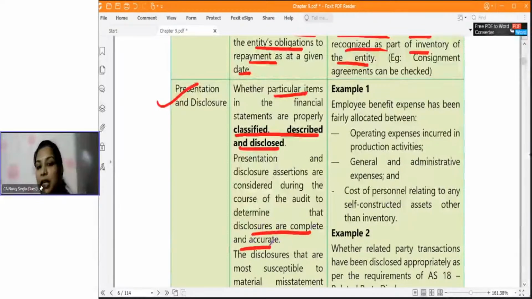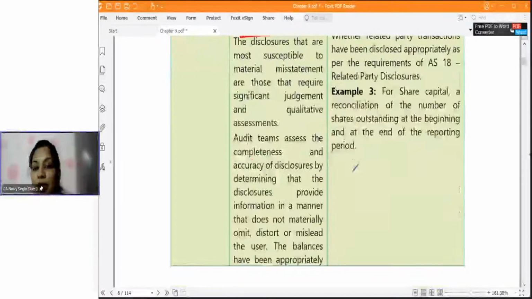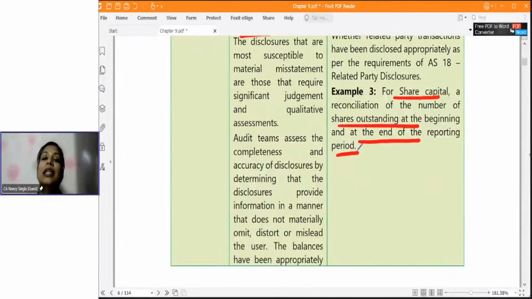The disclosures are complete and accurate. For example, so here let's have a look at third example. Share capital. When we will be verifying the first item of the financial statement in this chapter, that is share capital, you will see that a reconciliation of the number of shares outstanding at the beginning and at the end of the reporting period is to be given by a company in terms of Schedule 3 to the Companies Act. So auditor is going to verify whether such presentation and disclosure has been done or not. Also with respect to inventory, when we will be doing the verification of inventory in detail, you will see that certain format is given by Schedule 3 to the Companies Act, Part 1. So whether such presentation and disclosure has been made or not. ठीक है? Is it clear?